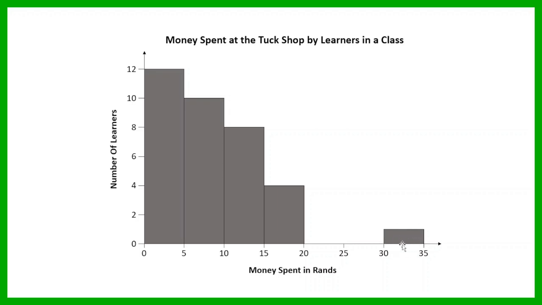Now, this one learner is what we would possibly consider an outlier, somebody who's outside of the normal range for this particular class. Right, now let's have a look at our next example.